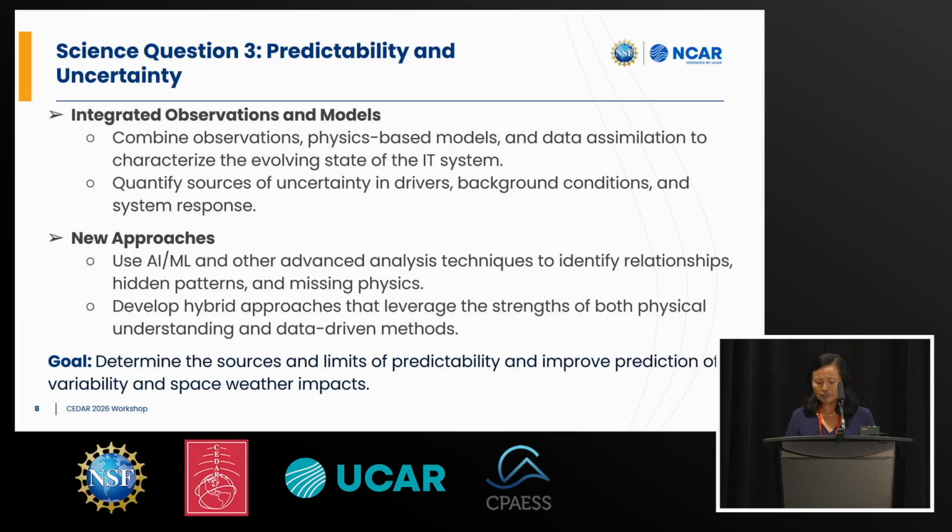So our third science question focuses on predictability itself. Even if we improve our understanding of the drivers, the background condition, and the response pathways, we still need to determine how predictable the system is and what controls and limits the predictability. Addressing these questions requires coordinated use of observations, theory, modeling, and data assimilation to characterize the evolving state of the IT system and to quantify uncertainty in the drivers.